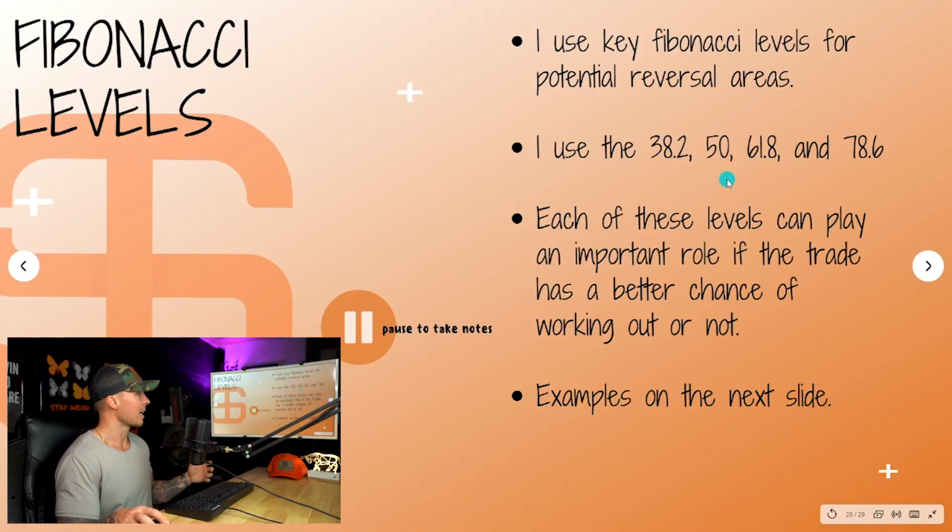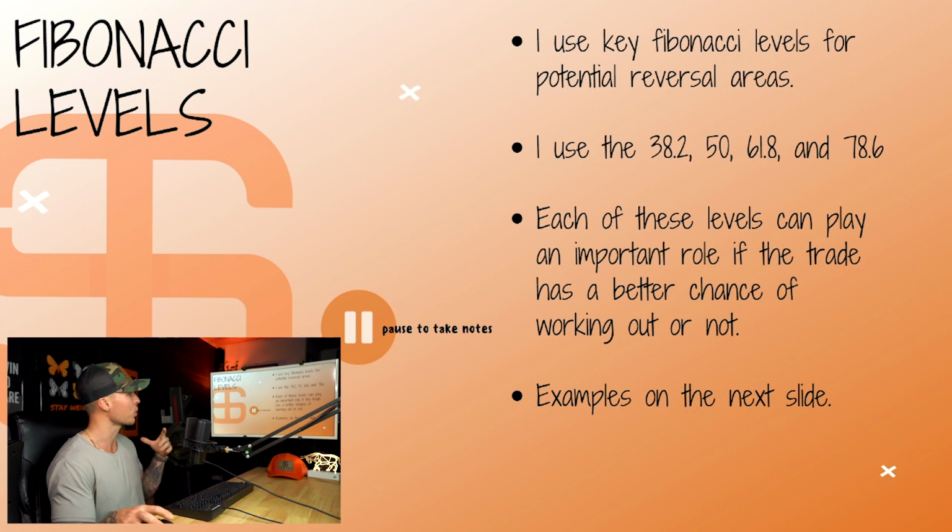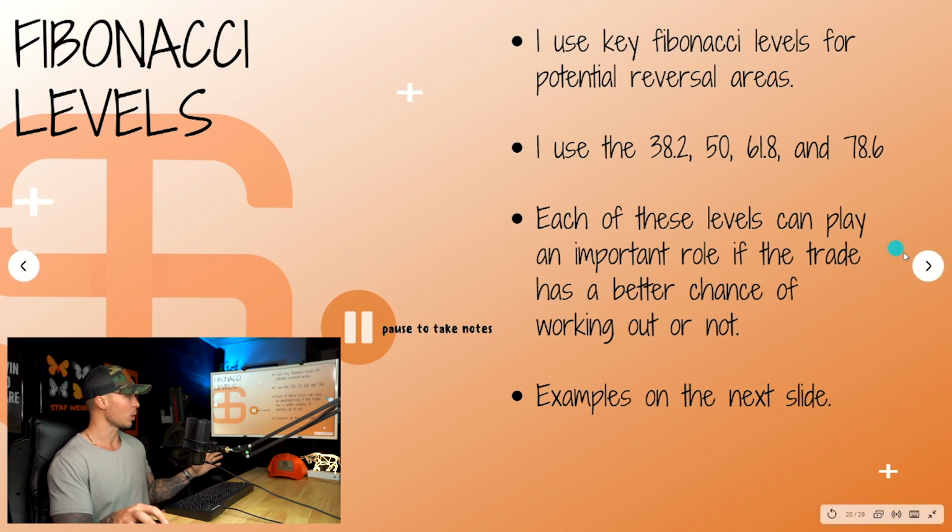Fibonacci levels are another added confluence right here. So I use key Fibonacci levels for potential reversal areas. I use the 38.2, 50, 61.8, and 78.6. Now each of these levels can play an important role in whether the trade has a better chance of working out or not. I'm going to show you on the next slide.